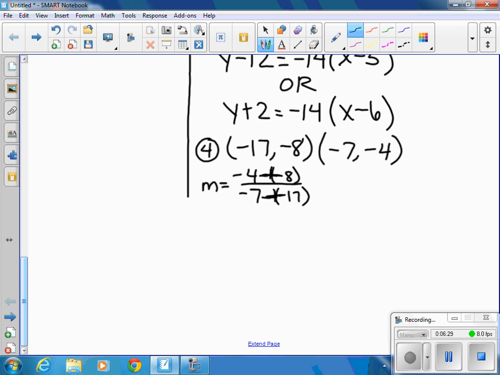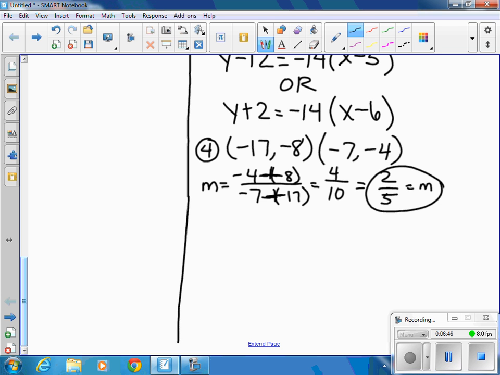Negative 4 plus 8 is going to give you positive 4. Negative 7 plus 17 is going to give you 10. 4 over 10 will reduce to 2/5. So the value for M that we want to use for these problems is 2/5. So now pick an ordered pair, and again, it does not matter which one. I'm going to show you both possible answers because I don't know which one you're personally going to choose. So I have to be prepared from my end with either one of them.